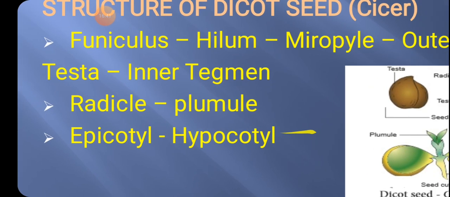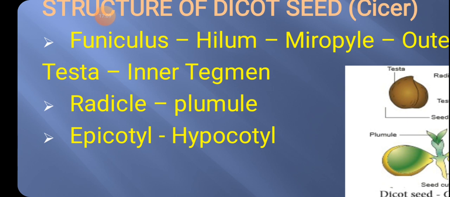Then surrounding the seed are the integuments. Inside the ovule, surrounding the ovule, there are the outer integument and inner integument. The outer integument is converted into the testa, the outer coat of the seed. The inner integument is converted into the tegmen, the inner seed coat. So the integuments are converted into the outer and inner seed coats.